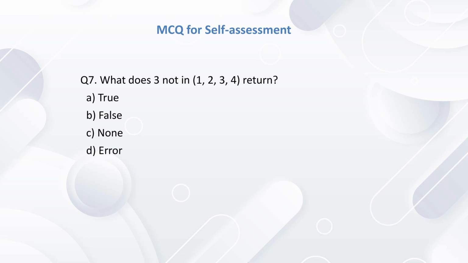Next question. What does the statement 3 not in the tuple 1, 2, 3, 4 return? Here are the options. The correct answer is option B, false. Since 3 is in the tuple 1, 2, 3, 4, the expression 3 not in the tuple evaluates to false because not in negates the truth value.